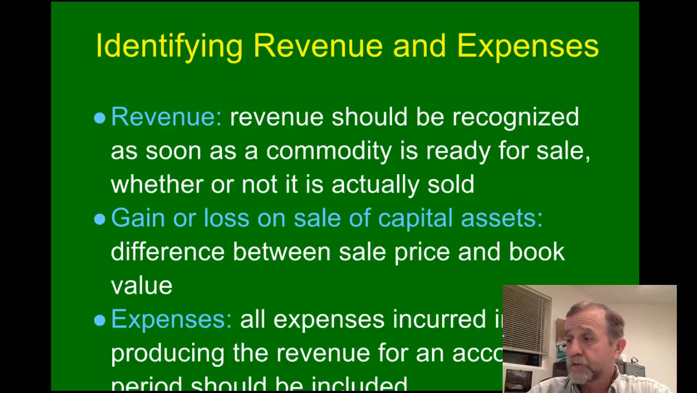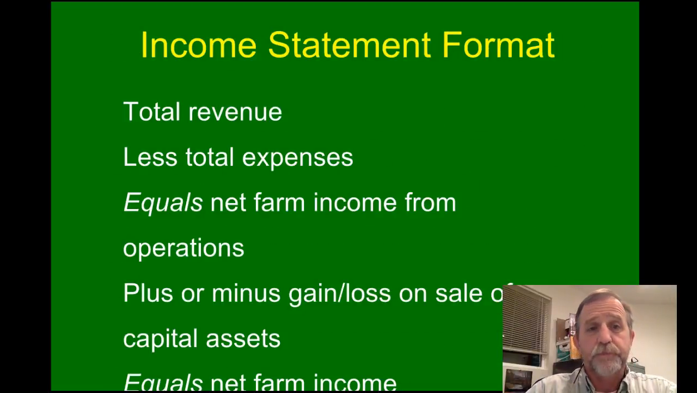And then, of course, the expense side of an income statement are all those things that it takes in order to produce the revenue for an accounting period, and those should be included on the income statement. Of course, if we're talking about livestock, we're talking about feed. We're talking about veterinary expenses. We're talking about all those major expenses that you incur as you produce those commodities.